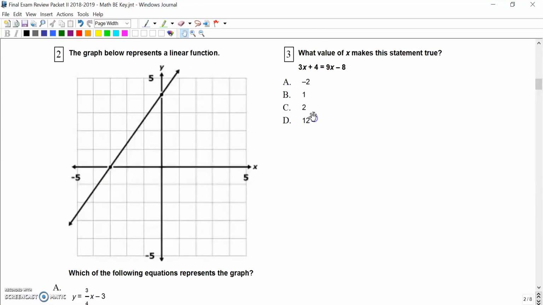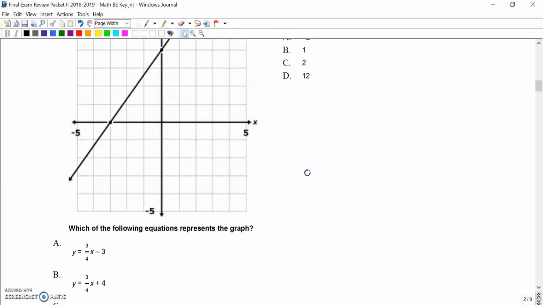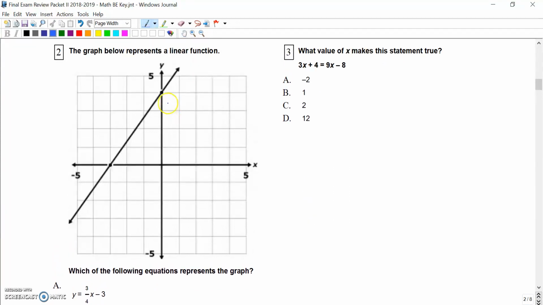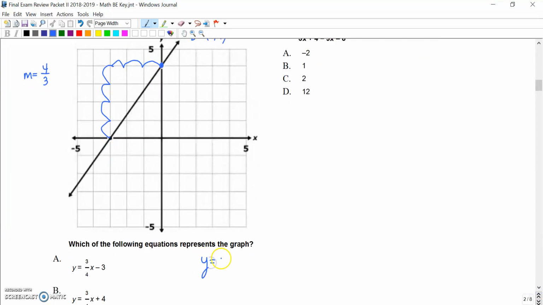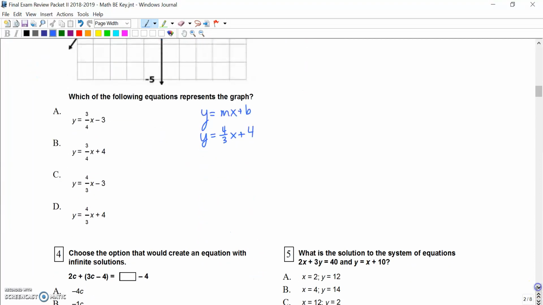Let's go to number 2. The graph below represents a linear function. Which of the following equations represents the graph? So our y-intercept, or b for this graph, is at (0, 4). And our slope is 1, 2, 3, 4, so a rise of 4 and a run of 1, 2, 3. So we're looking for an equation, we'll even build it, that is in y equals mx plus b form that has m at 4/3 and b at 4. And there should be one like that. And it is answer choice D.